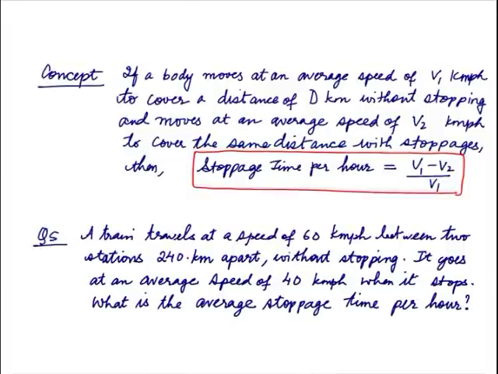Here is the question. A train travels at a speed of 60 kmph between two stations 240 km apart without stopping. It goes at an average speed of 40 kmph when it stops. What is the average stoppage time per hour? Let us solve it. Solution. When the train is moving at a speed of 60 kmph, it covers a distance of 240 kilometers. So obviously, the time taken to cover this entire distance will be distance upon speed, which is 240 upon 60, which is 4 hours.